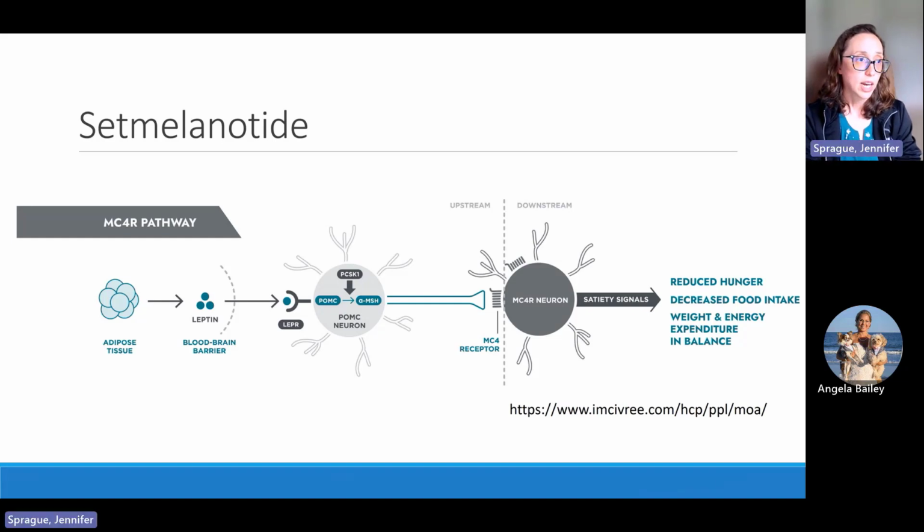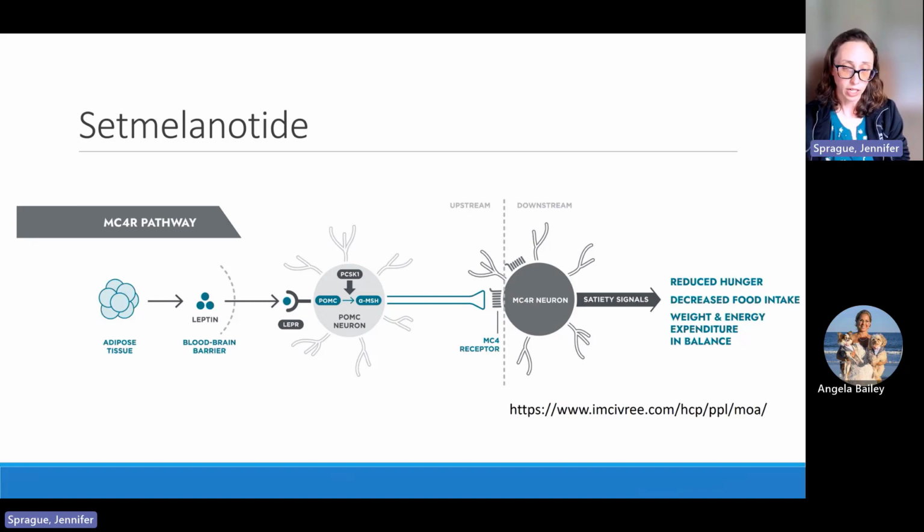Okay, a couple of slides quickly on setmelanotide. So setmelanotide is targeting these genetic forms of obesity. This is a simplified version of that brain signaling pathway. Remember, leptin signals on leptin receptor onto the POMC neurons. POMC neurons secrete a hormone called alpha MSH that signals on the MC4R neurons, and that is anorexigenic. It decreases hunger. If you have mutations in this pathway, you tend to be early onset obesity and hyperphagic.